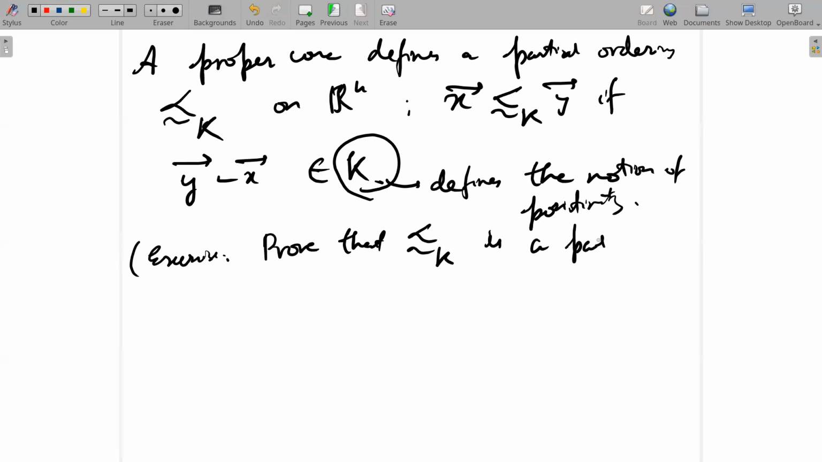So what is a partial ordering? First of all, you need reflexivity and transitivity and antisymmetry. Like if x is less than or equal to y, and y is less than or equal to x, then you want x equal to y. So that is where the pointedness will come in, because if both x and minus x can belong to K, then both are positive. So you want to say that if both x and minus x are positive, that means x must be 0. So for that antisymmetry, you need this condition of being pointed.